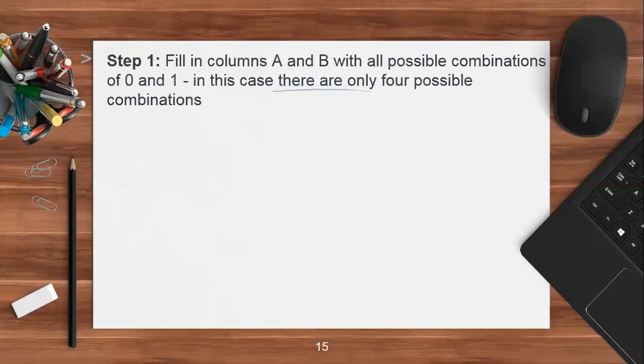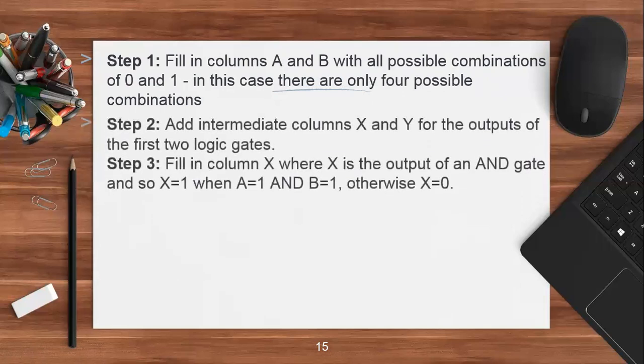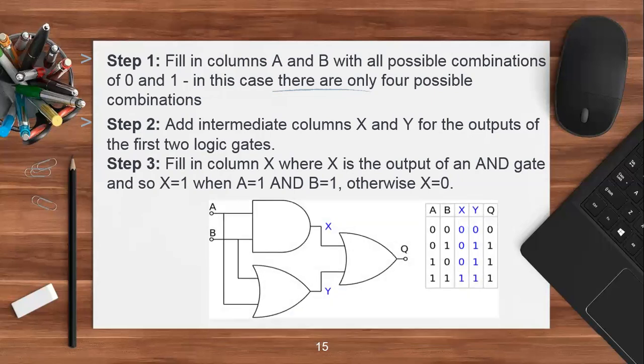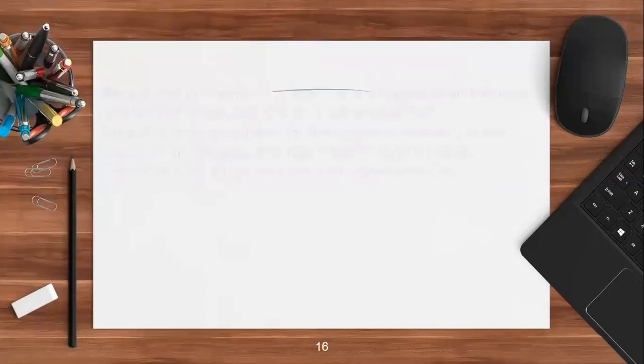Another example: fill in columns A and B with all possible combinations of 0 and 1. In this case, there are only four possible combinations. Add intermediate columns X and Y for the outputs of the first two logic gates. Fill in column X, where X is the output of the AND gate. These are the steps of working of the previous example. How can you write this truth table?